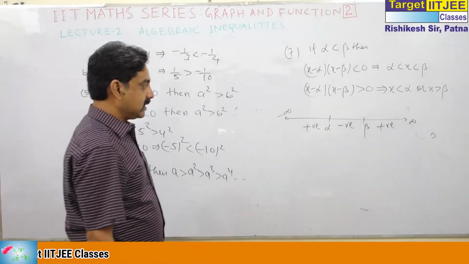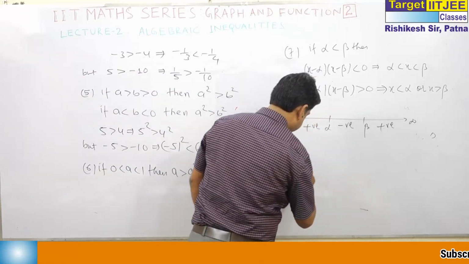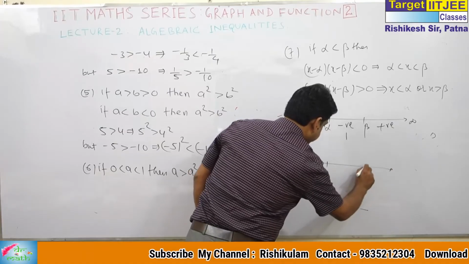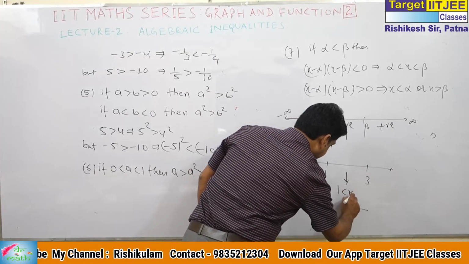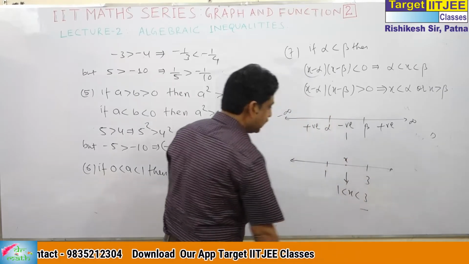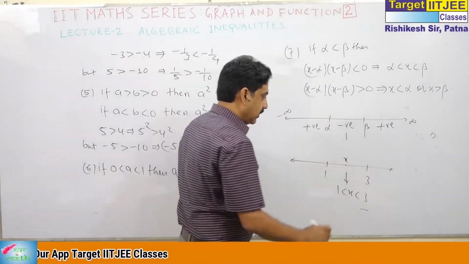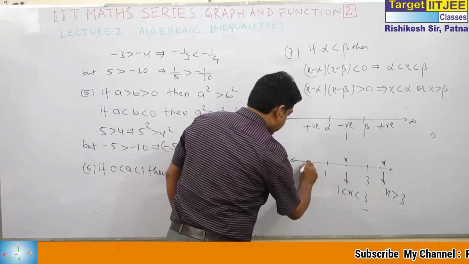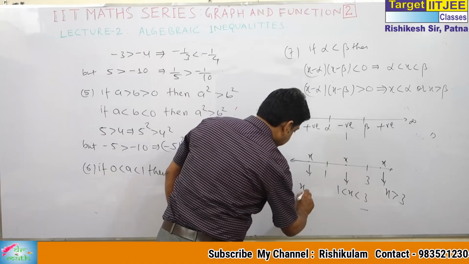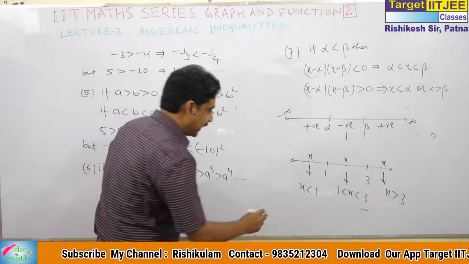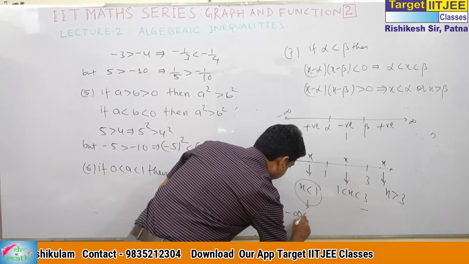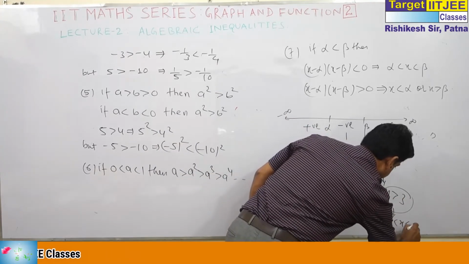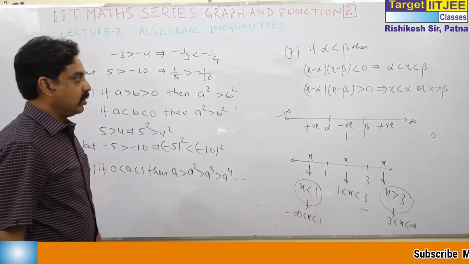Must keep one thing in mind. For example, this portion we write as 1 less than x less than 3. If x is here, it is written as 1 less than x less than 3. If x is there, we write this portion as x greater than 3. And if x is there, we write this portion as x less than 1. Sometimes we also write it as minus infinity less than x less than 1, and 3 less than x less than infinity. So be careful about these notations.